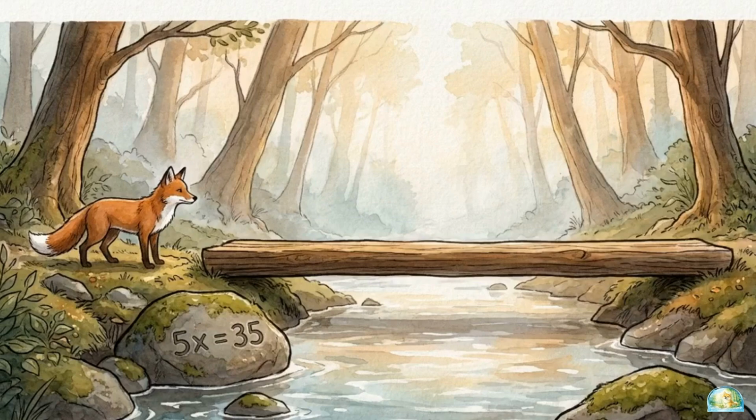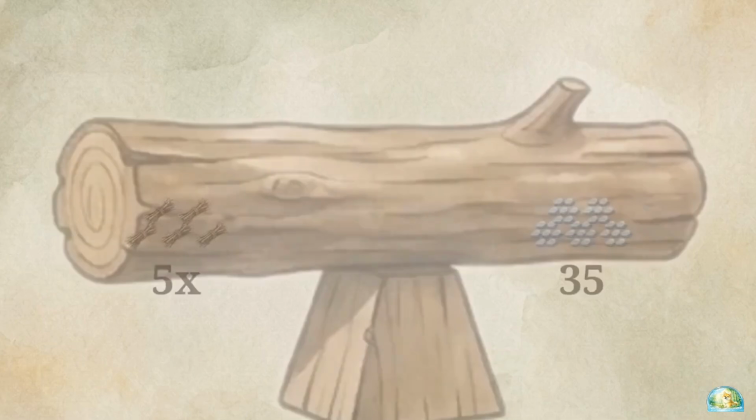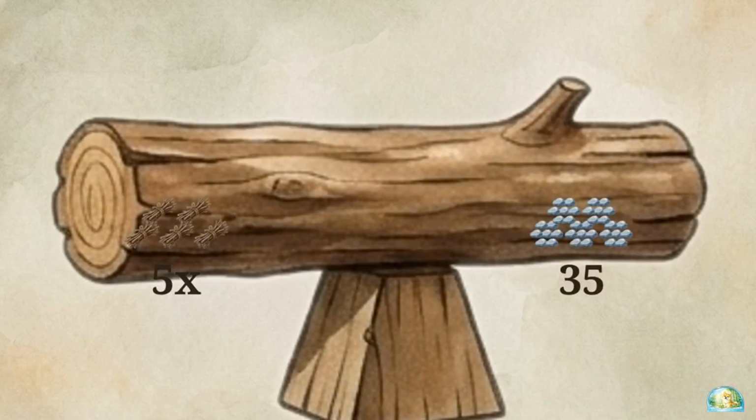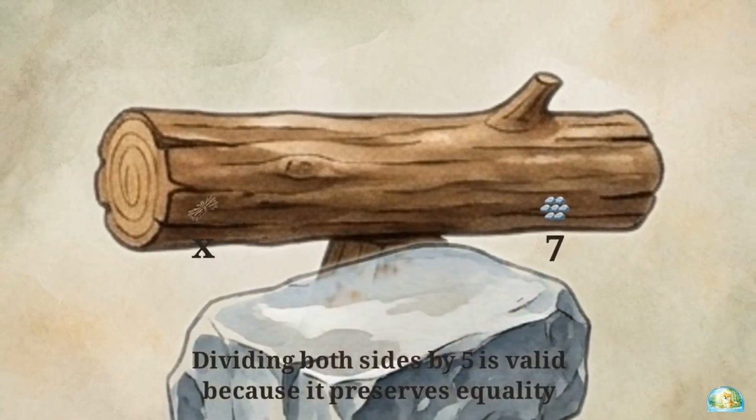Further down the trail, the 7-stone crossing presents a different physical structure. 5x equals 35. The two sides of the equation are equal, requiring careful manipulation to avoid tipping the scale. Dividing equal quantities by the same non-zero number keeps them equal. So 5x equals 35 and x equals 7 describe the same solution. Dividing both sides by 5 is valid because it preserves equality.